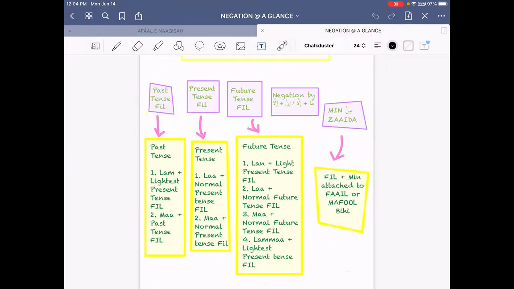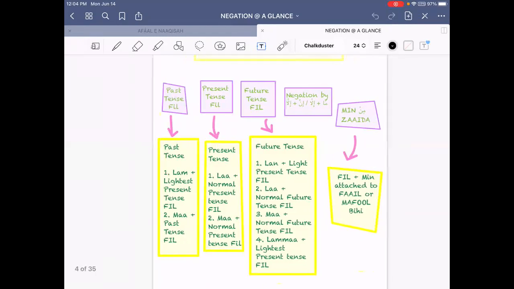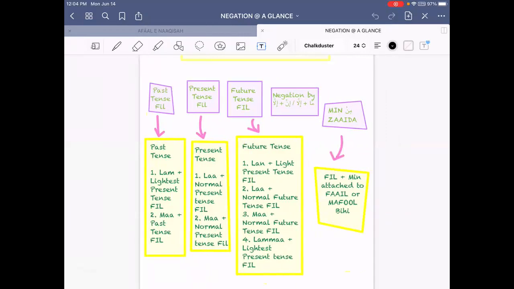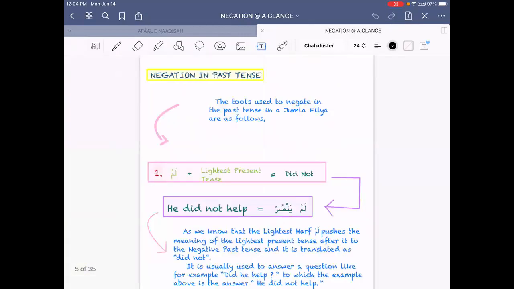Past tense fail, negation in past tense fail. When we want to negate jumla filya in a past tense fail, there are two tools that we can use. The first is lam, with the lightest present tense fail after it. Although we use a present tense, as we know, lam pushes the meaning of the present tense into the past tense, and it adds negation to the meaning, as well as making the present tense after it lightest, because we know that lam is the lightest harf.